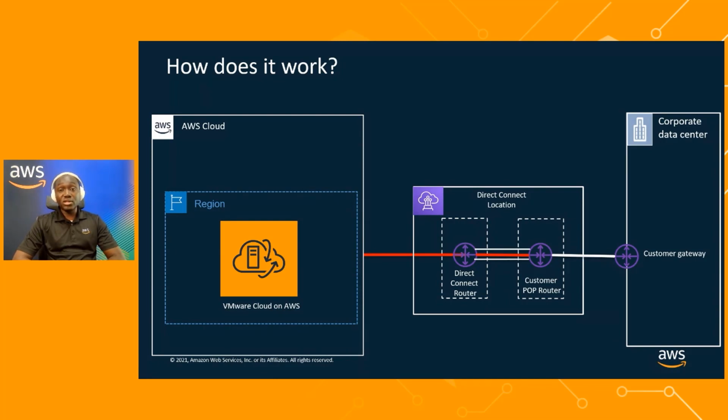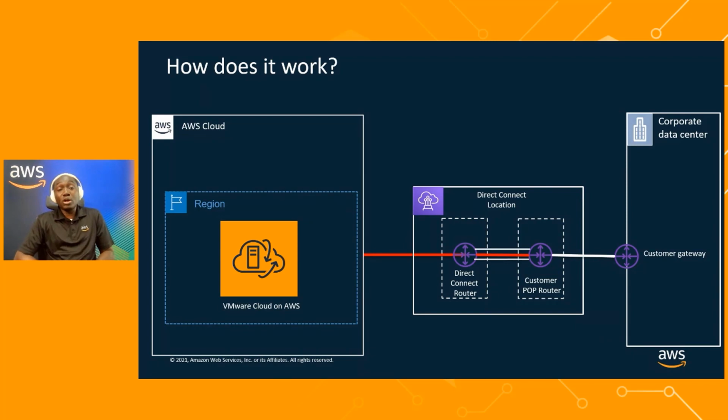Now, this is just a sample architecture. The customer doesn't have to have a cage in the same Direct Connect location. We can work with our partners, or you can work with the partners, to have last mile connectivity from their location directly to your office or to your data center or wherever you want that traffic to go. That is also supported.